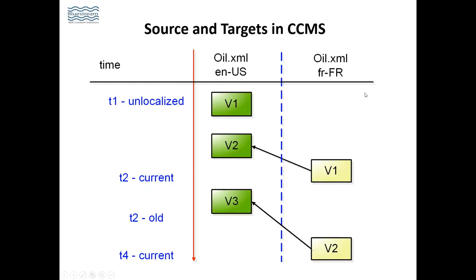So here's a time-based understanding of the source and target. At time 1, you've got version 1 of oil.xml, and there is no corresponding French version. So therefore, the status is unlocalized. At time 1.1, sorry, for this version 2, it's still unlocalized. At time 2, you now have a French version.